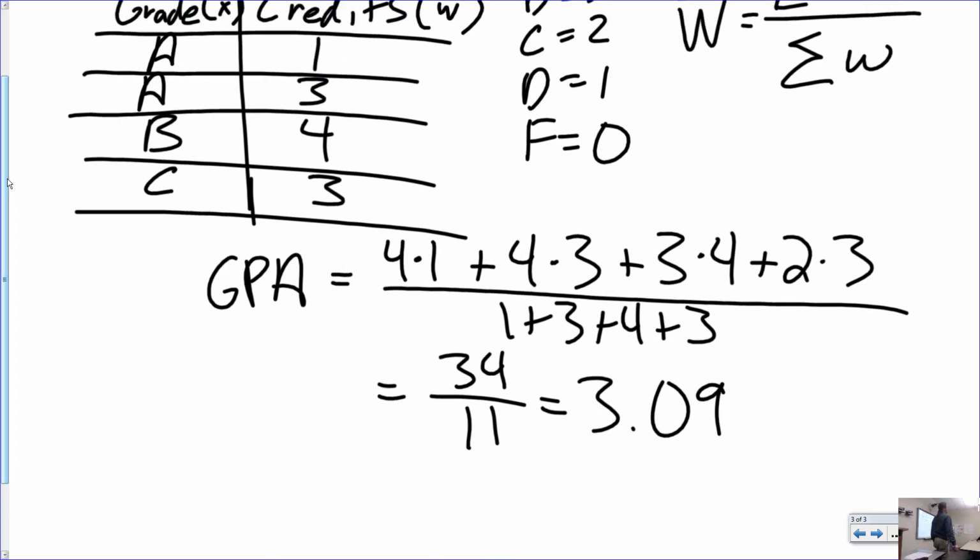So even though it looks like your GPA should be way above a B because you've got 2 A's, a B, and a C, unfortunately it's not quite so much because that A was only worth 1 and the B was worth a little bit more at being 4. So again, that's the idea behind calculating GPAs or calculating any sort of weighted mean for that matter. All right? Not bad? So that's another way to calculate weighted means. Grades are X's, the credits are W's.